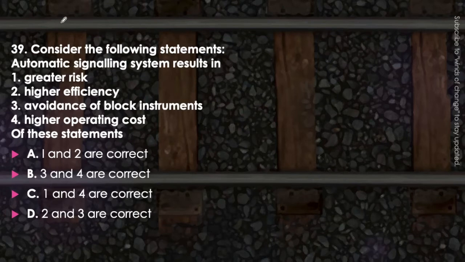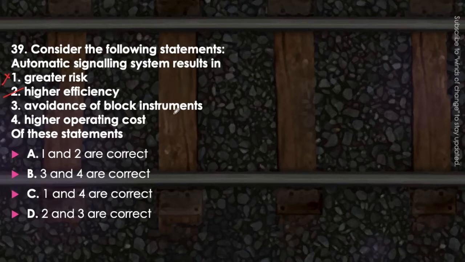Next question. Consider the following statements. Automatic signaling system results in greater risk, high efficiency, avoidance of block instruments, or high operating cost. Of these statements, which are correct? 1 and 2, 3 and 4, 1 and 4, or 2 and 3. First of all, automatic signaling system is the best way. It reduces the risk because it reduces the human error that can occur. Okay, and high efficiency will be there. This is a correct statement. This is an incorrect statement. The second one is correct.